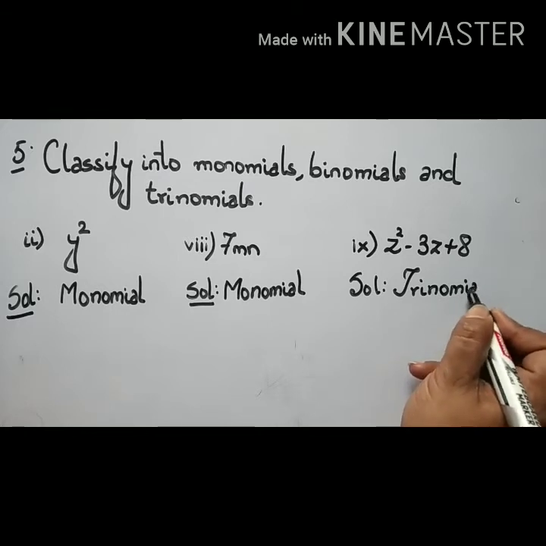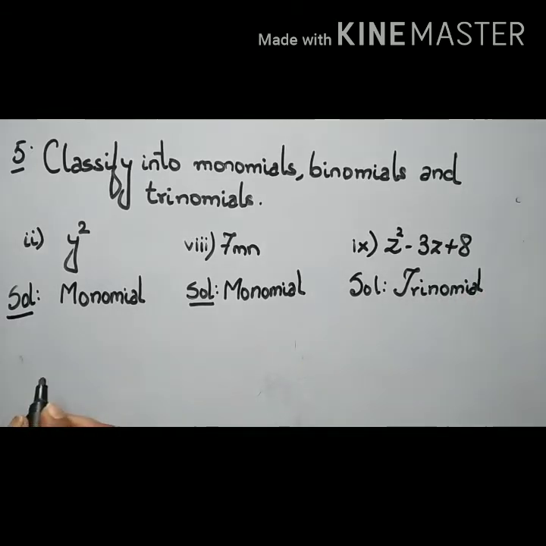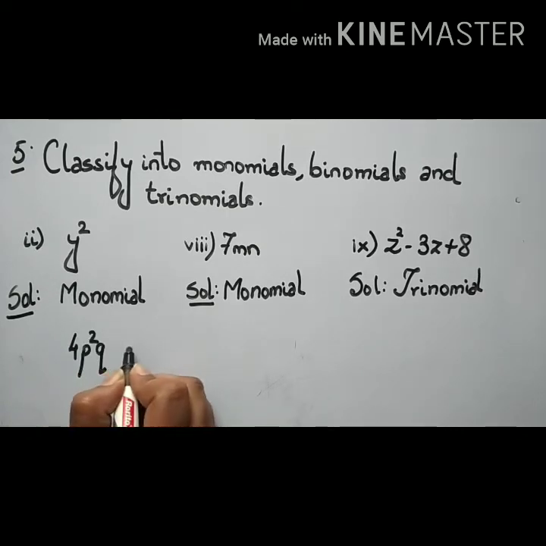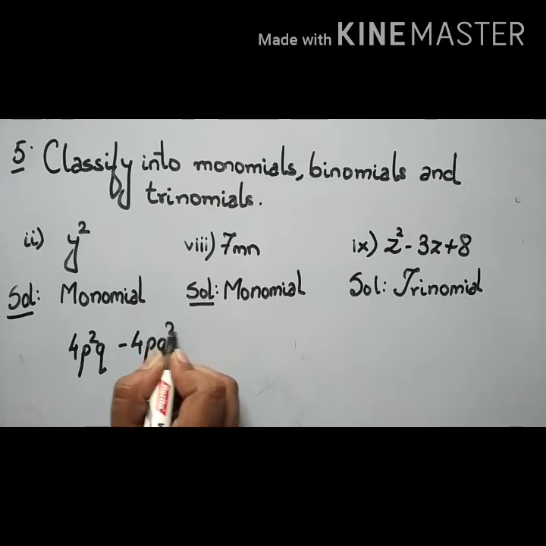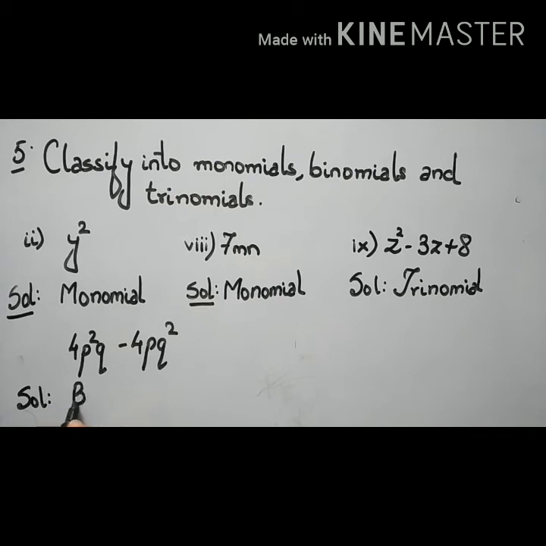Similarly, if we have one more expression, let it be 4p square q minus 4p q square. In this expression, we have only two terms. So, this is an expression having two terms. So, it is a binomial.